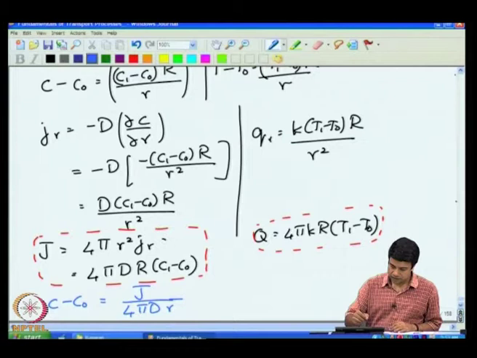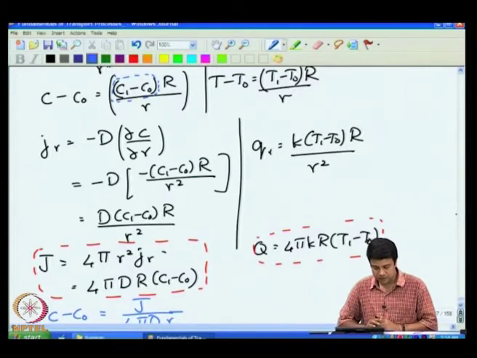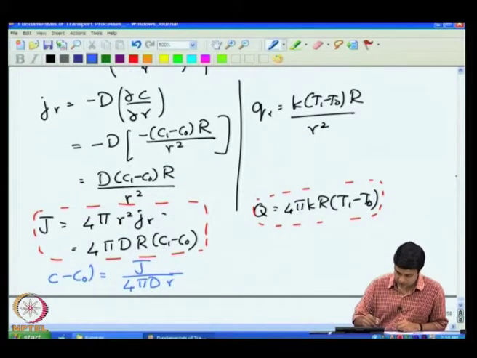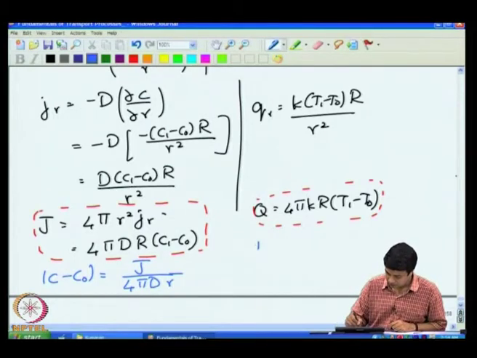So, what I have basically done is taken this expression and substituted for C1 minus C naught in terms of capital J in this expression. You can see that since C1 minus C naught is J by 4 pi D times capital R, that capital R will cancel out, and I will just get an expression for C minus C naught as J divided by 4 pi D r, or T minus T naught is equal to Q by 4 pi k r.